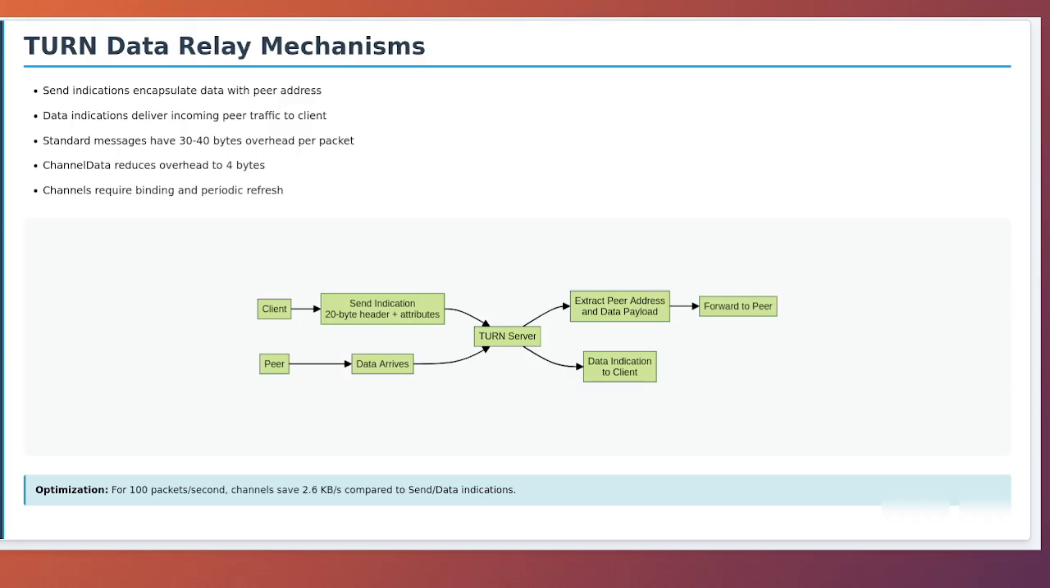Before using a channel, the client must send a channel bind request to associate the channel number with the peer's address. Channel bindings have a lifetime, typically 10 minutes, and must be refreshed by sending new channel bind requests before they expire. The client also needs to manage the mapping between channel numbers and peer addresses, ensuring it uses the correct channel number for each peer. Despite this added complexity, the bandwidth savings make channels essential for any sustained media streaming through TURN. Most implementations start with send/data indications for initial packets and quickly transition to channels once the connection is established and the peer addresses are stable.